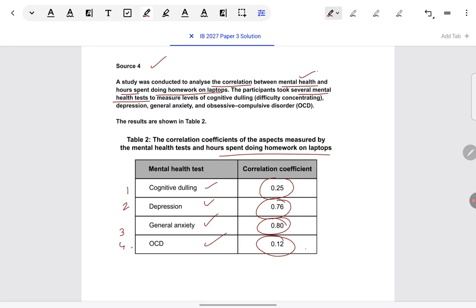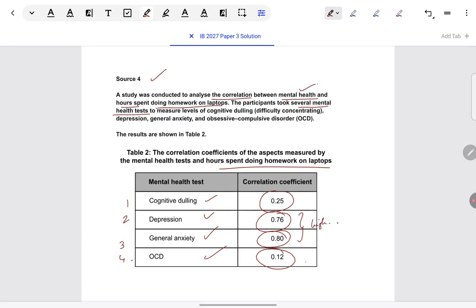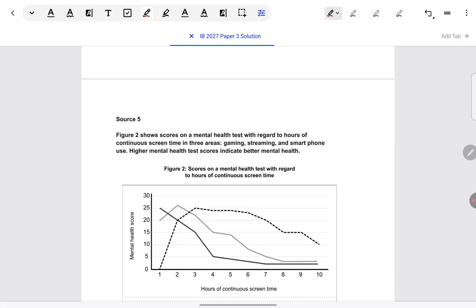Immediately, when we are reading the source, we can see these are high correlation coefficients because they are close to 1, and these both are low because they are close to 0. So, depression and anxiety seem to be particularly related, positively, with hours spent on the laptop. Cognitive dulling and OCD, not so much. Let's look at source 5.